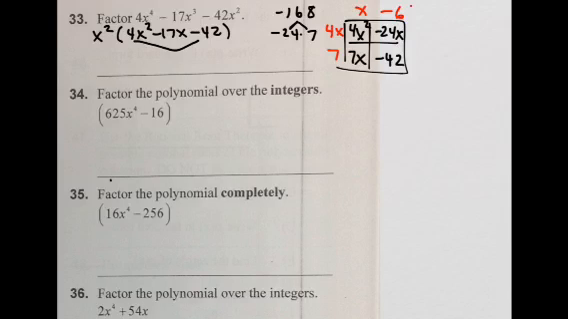So now I'm going to write the answer. Don't forget to bring down the x squared that you factored out at the beginning, and so you get x minus 6, 4x plus 7.